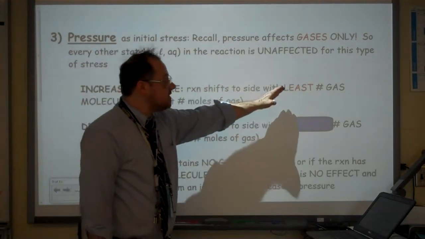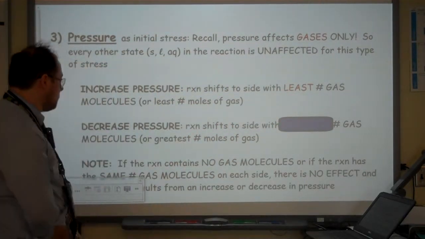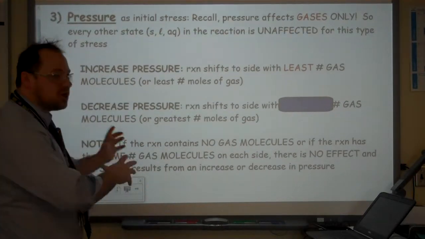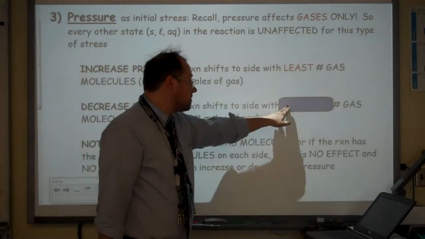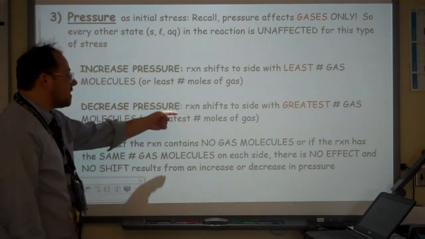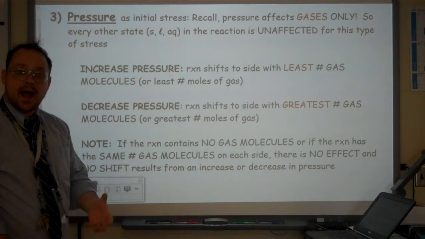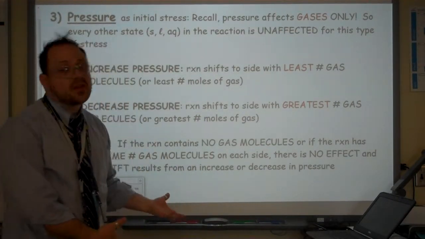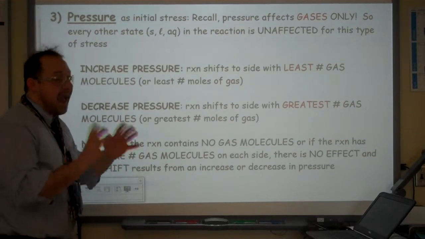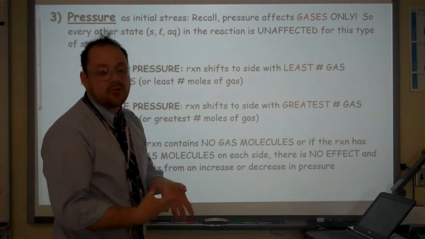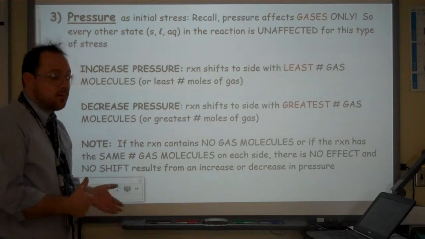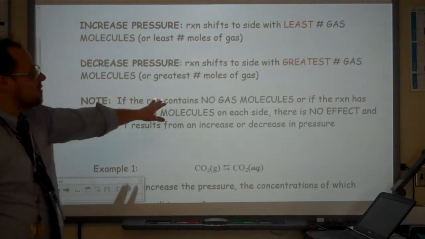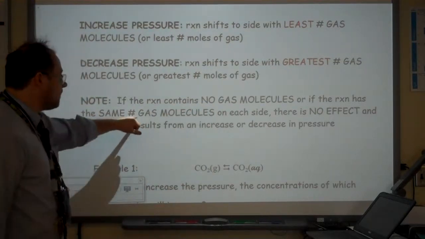Reaction shifts to the side with the least number of gas particles on it, or the least number of moles of gas. So you look and see who's got more gas on it, and it shifts away from it when you put more pressure in. If you decrease the pressure, it shifts towards the side that has more gas. Take away pressure, you shift towards the side that's got more gas molecules. Add pressure, you shift away from the side that has more gas molecules.